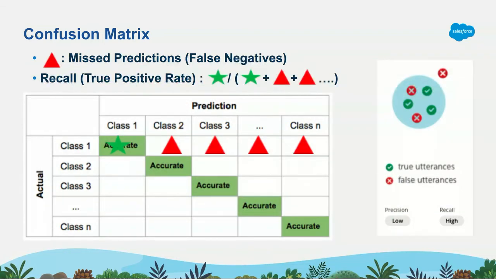So now let's look at recall. Recall is about the mispredictions, or the false negatives. You calculate it by taking the correct answers over the correct answers plus everything that it missed, the false negatives.